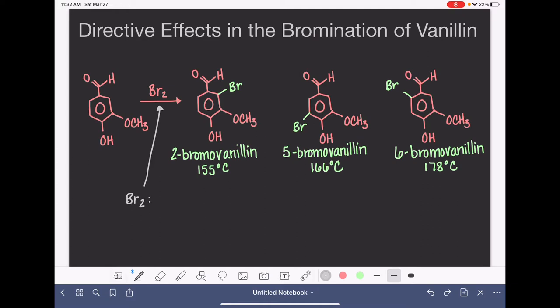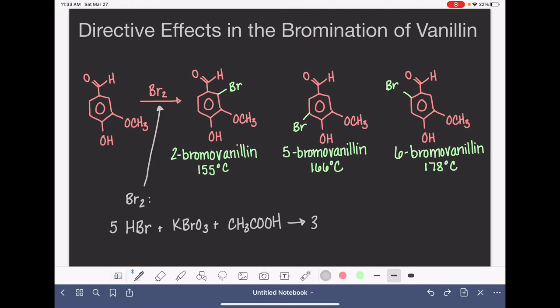So one alternative to using Br2 and FeBr3 is to use a mixture of reagents that will generate the bromine molecule in situ, so in the moment. What I'm going to be doing is combining HBr, which is also pretty scary but not as bad as Br2, with potassium bromate, KBrO3, an ionic compound that's really easy to work with, and concentrated acetic acid, CH3COOH. Another term for concentrated acetic acid is glacial acetic acid.